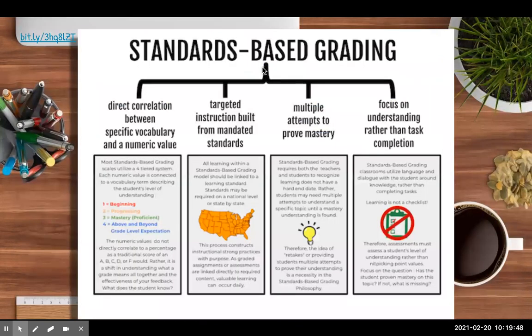All right, so you have this breakout here. Standards-based grading looks like this. You have a direct correlation between specific vocabulary and numeric value. A one is a beginning person. That kid's beginning to learn the lesson. Think of it that way, all right? Two, they're progressing. Three, they're at mastery. They are at seventh grade mastery. Now, a four is far and beyond mastery.